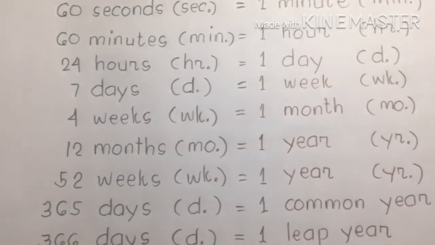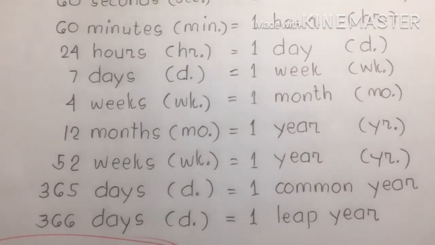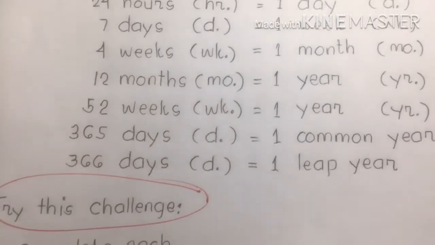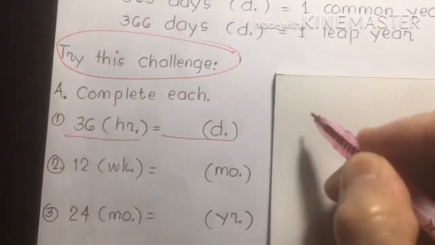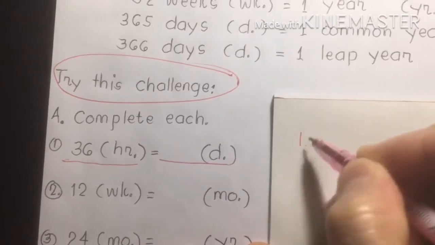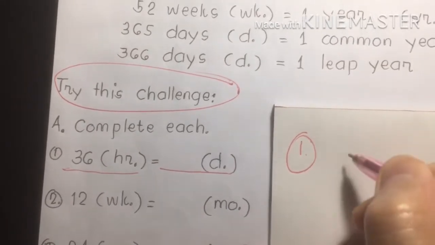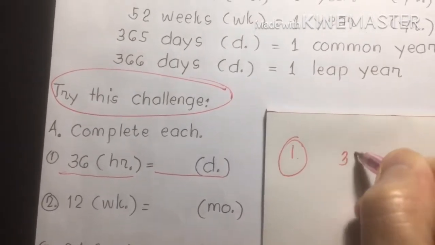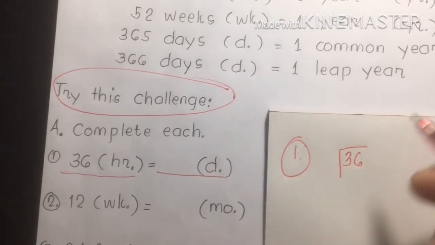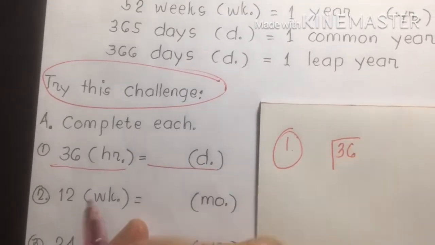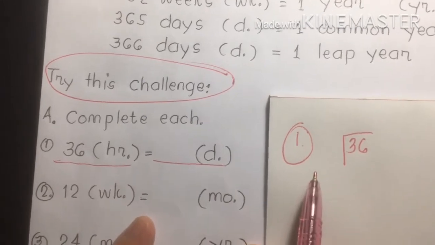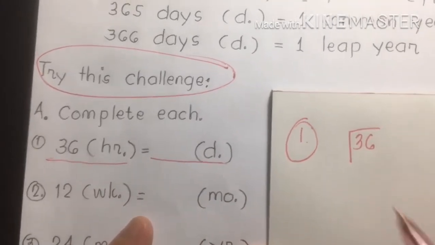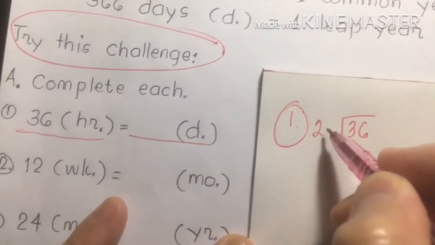So therefore, class, we are going to divide first here. Number one, we're going to solve it. We have 36 hours, so we divide by 24, because 24 hours is equivalent to 1 day. Okay, remember, my dear viewers.